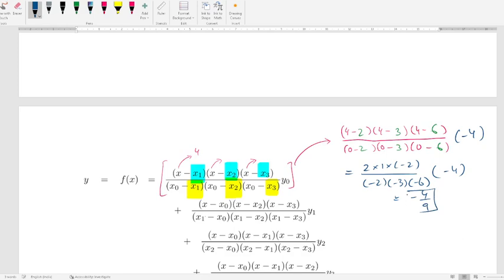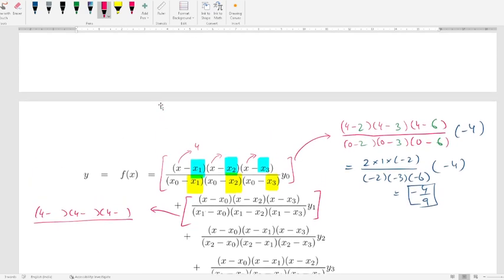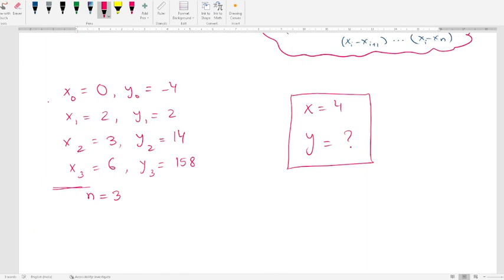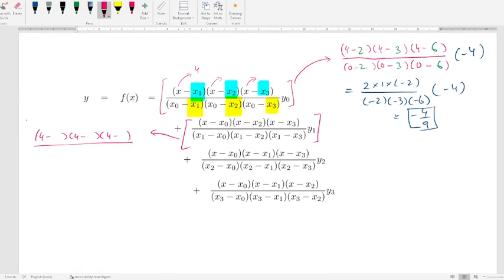And this should give us negative 4 upon 9. So let's skip this value. This is the contribution of the first term. Similarly, let's try to calculate the other values as well. Let's be a little patient in putting the values. So here as well, we know what x is. The numerator is pretty much the same: 4 minus something, 4 minus something, 4 minus something. And in the denominator, this time instead of x naught, we look into x1. So x1 is equal to 2, so we write 2 minus something, 2 minus something, and 2 minus something.